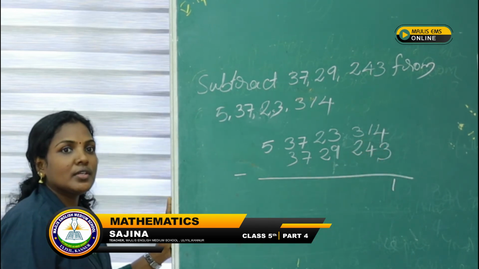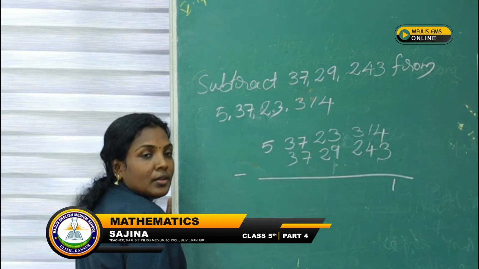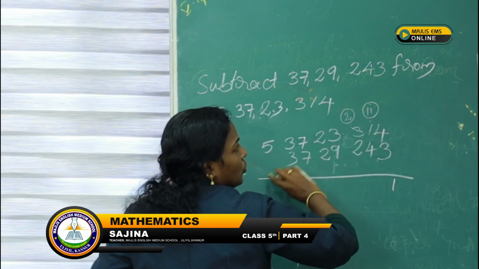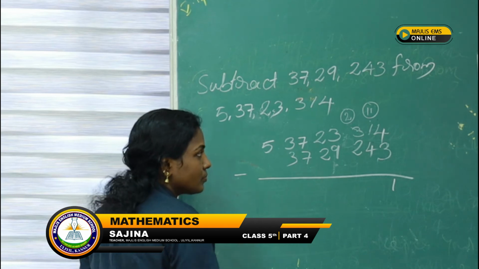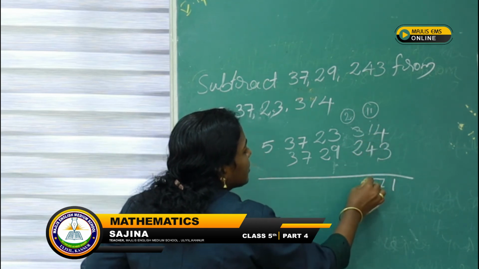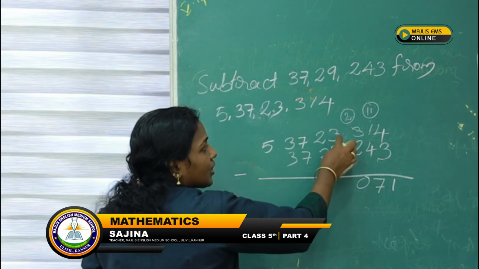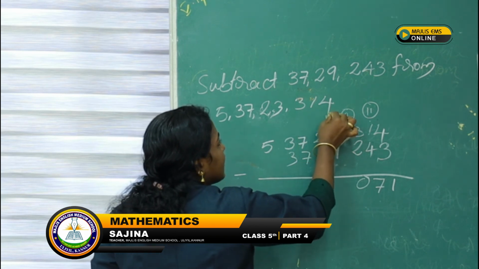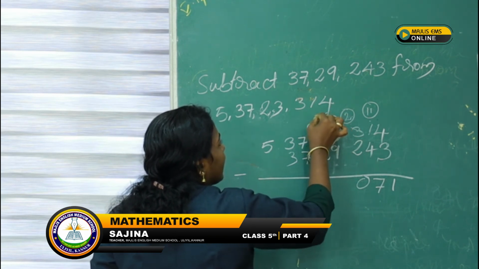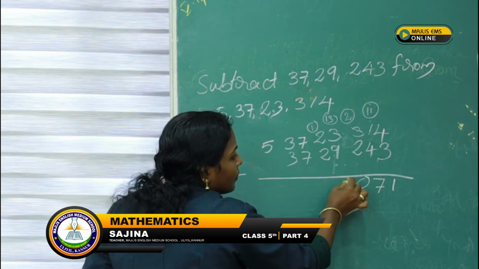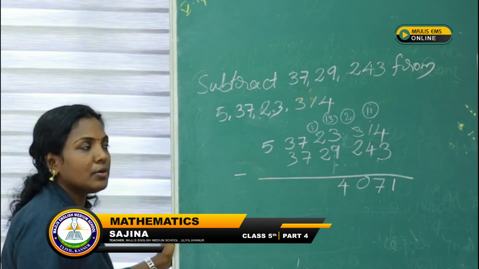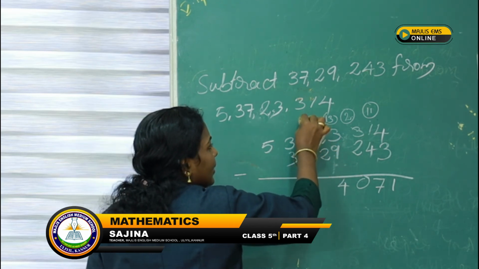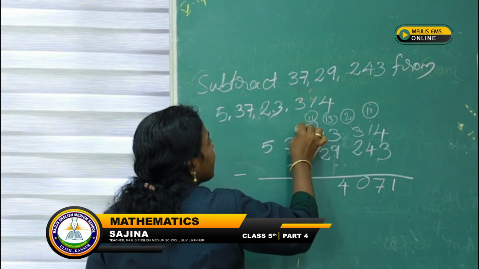1 minus 4. Therefore, 1 is the smaller number. Okay. Therefore, we take 1 from here. Here is 11 and here is 2. 11 minus 4 is equal to 7. 2 minus 2 is equal to 0. 3 minus 9, here 3 is the smaller number, therefore we take 1 from here, that is 13, here is 1. 13 minus 9 is equal to 4.